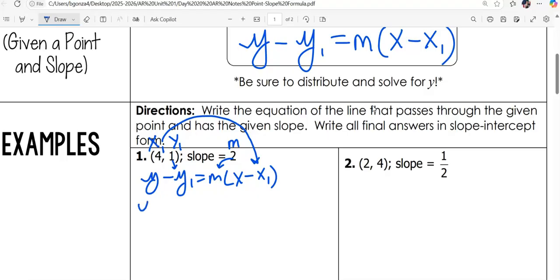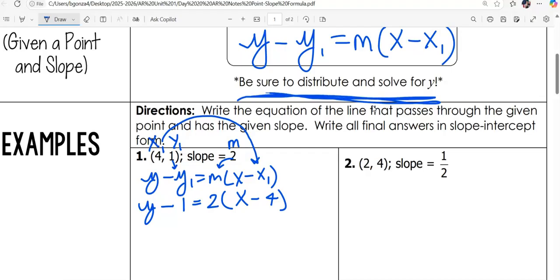So let's go ahead and put y minus, what's y1? What's this y value? 1 equals, what's m? What's my slope? 2, parentheses. You always put x minus, what's x1? 4. All right. Can you do 2 steps? And right here, these are your 2 steps. Distribute and solve for y.